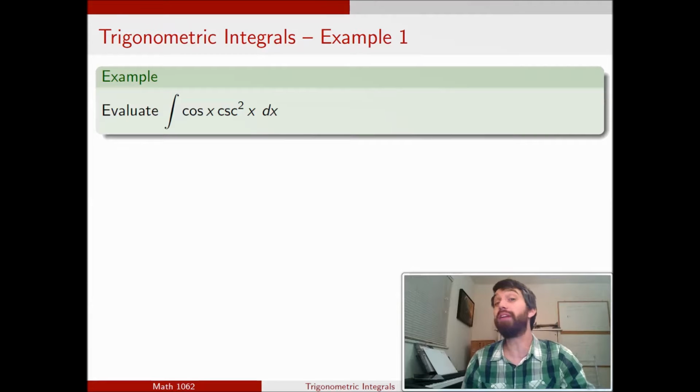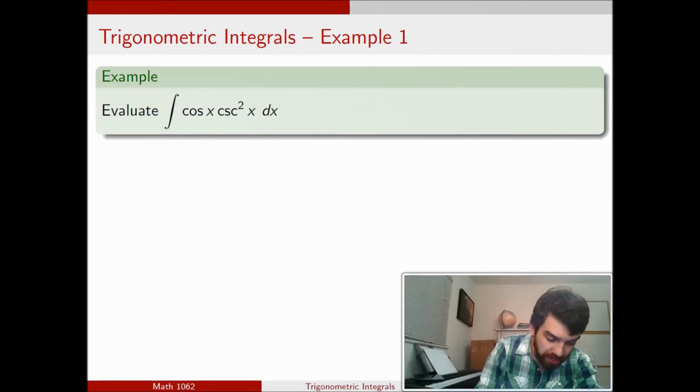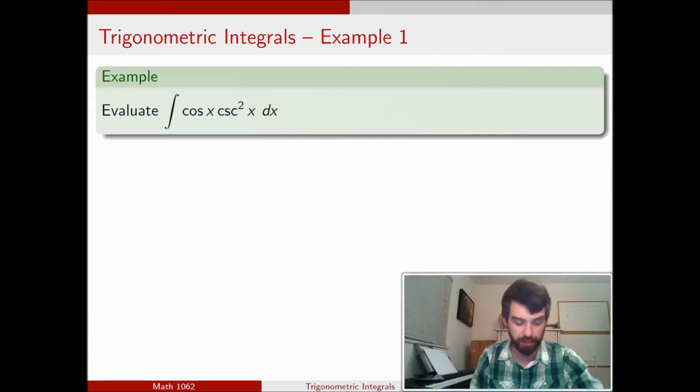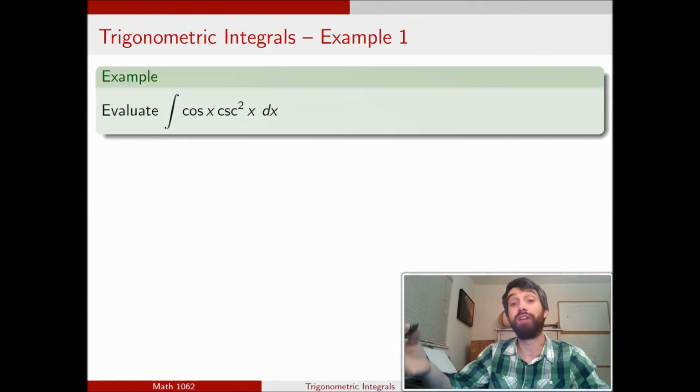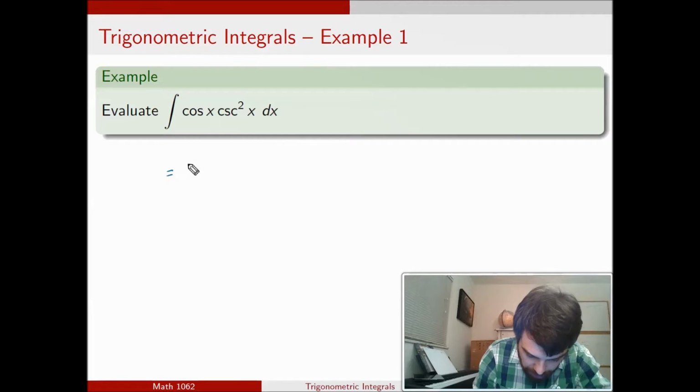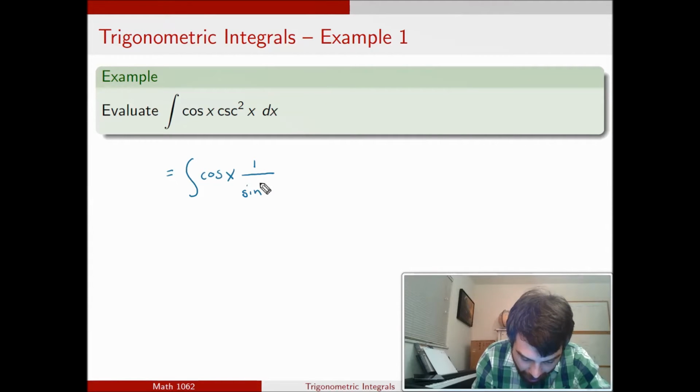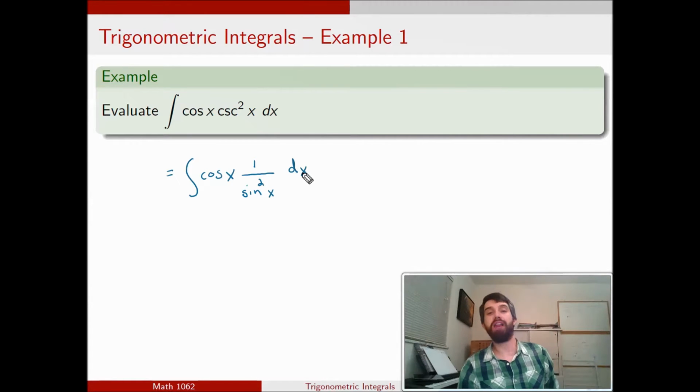And for this one, we don't have to apply that much more complicated of a trig rule than just the definition of cosecant of x. So what I'm going to do here is I'm going to realize that cosecant is 1 over sine. So this is going to be equal to the integral of cosine of x. I haven't changed that at all. And then cosecant squared is the same thing as 1 divided by sine squared x dx. So I just applied a very simple trig rule. In fact, it's just a definition.